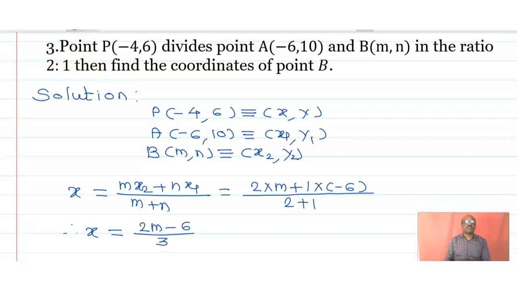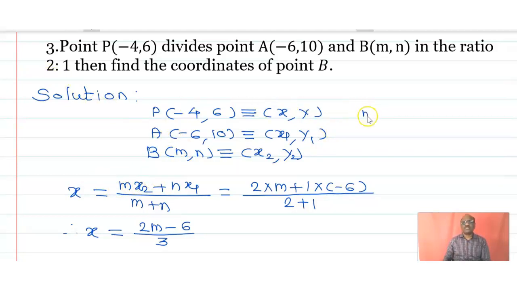Now the question number 3. Point P(minus 4, 6) divides points A(minus 6, 10) and B(m, n) in the ratio 2:1. Then find the coordinates of the point B. Okay, so here we will consider P as minus 4, 6, x y. A as minus 6, 10, x1 y1, and B as m, n, which is given, but we will take x2 y2 in the language of the formula. And m and n here are the ratio's terms, which is 2:1.